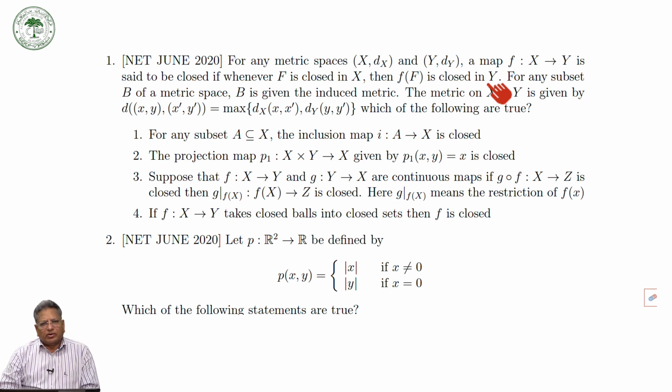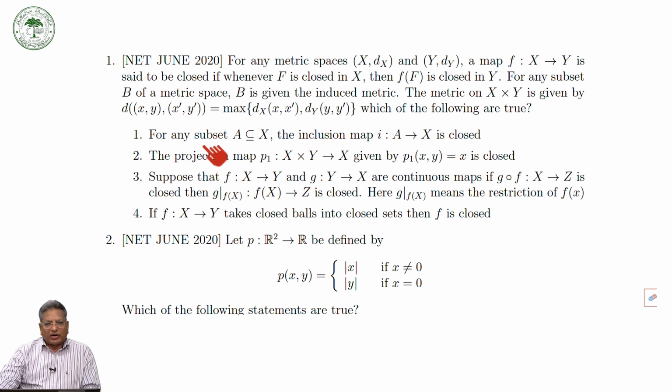The map is open if and only if the image of an open set is open. For any subset B of a metric space, B is given the induced metric, that is, the restriction of the metric on B. The metric on X cross Y is given by d((x, y), (x', y')) equal to the maximum of the metric on X and the metric on Y. Which of the following are true?